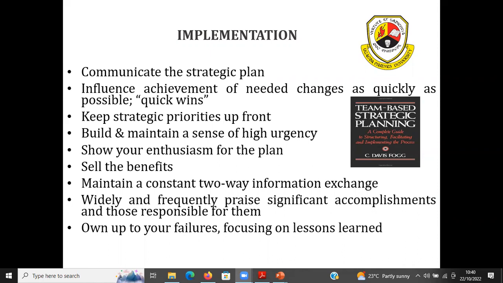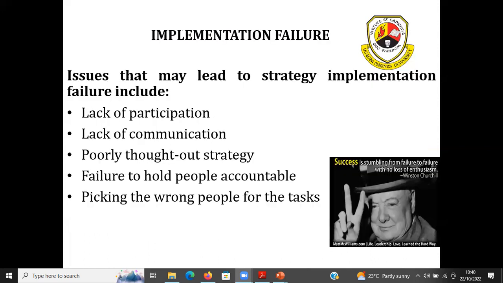Maintain a constant two-way information exchange, meaning as you are implementing it, get feedback from the people that you're trying to push these changes to. Provide praise for significant accomplishments. Where there are failures, acknowledge them. Focus on picking out the lessons that need to be learned, not necessarily criticizing to say, so-and-so made this fail. No, but focus on where change and flexibility can be done.